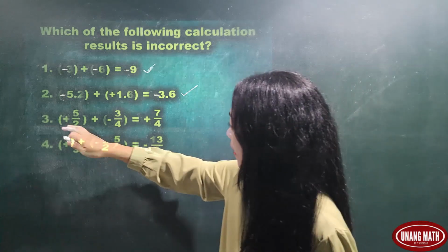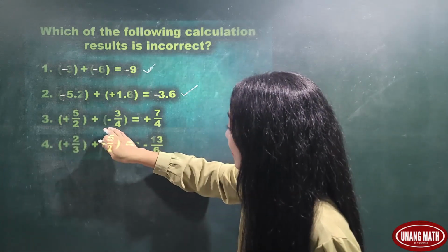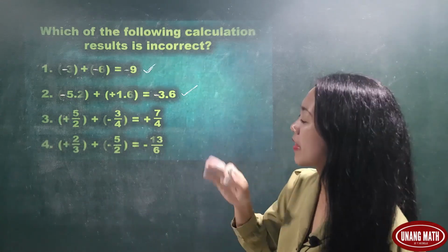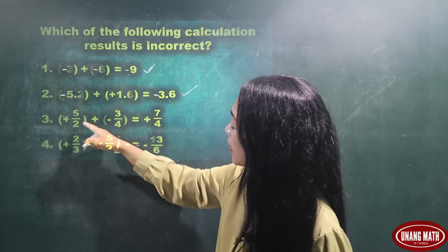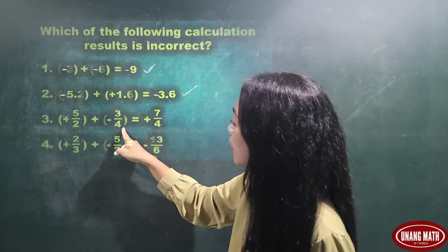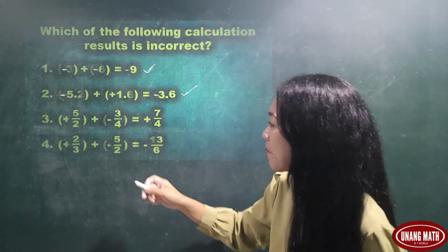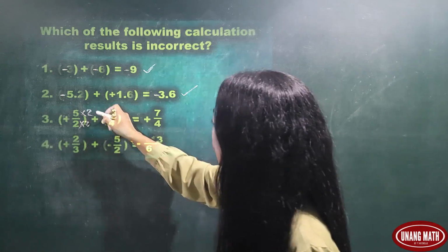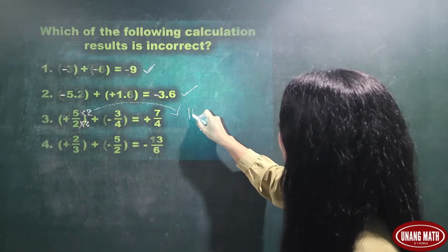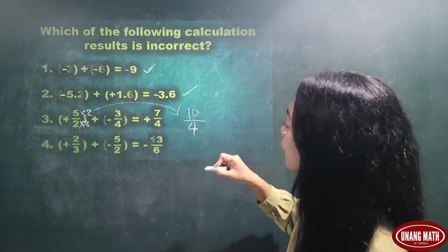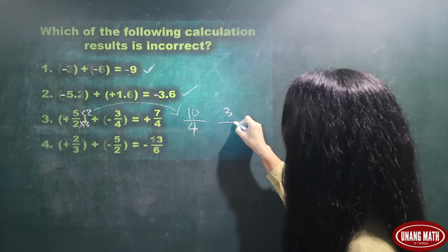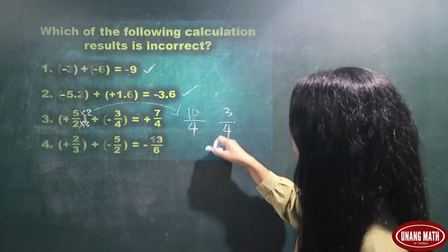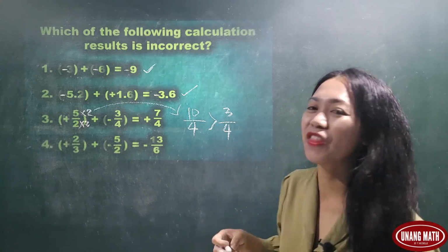How about number 3? Positive 5 over 2 plus negative 3 over 4. Is it equal to positive 7 over 4? Okay, let's find out. For us to compare these two fractions, we need to make the denominators the same. Okay, 2 times 2, this is 5 times 2. So this is 10 over 4. And the other fraction, we have 3 over 4. Let's compare these two fractions. So 10 over 4 is greater than 3 over 4.